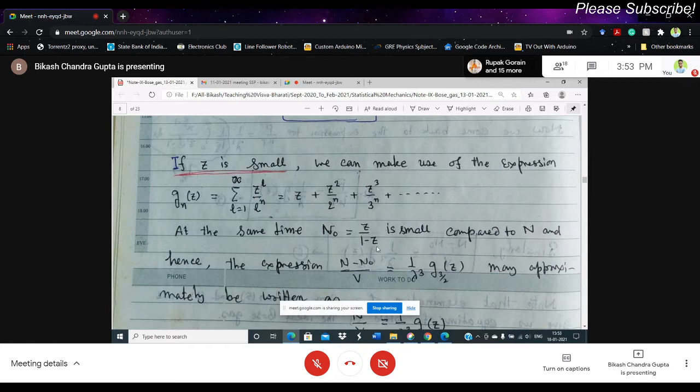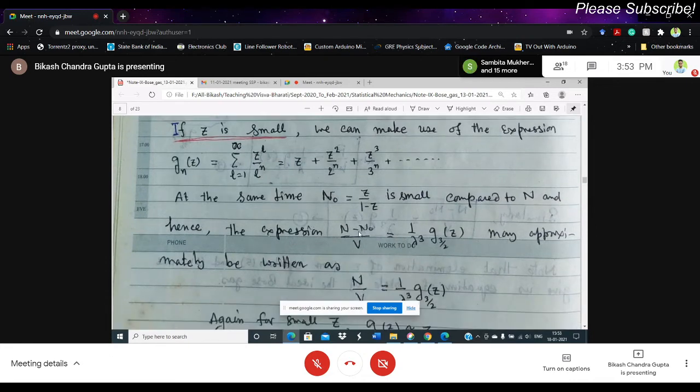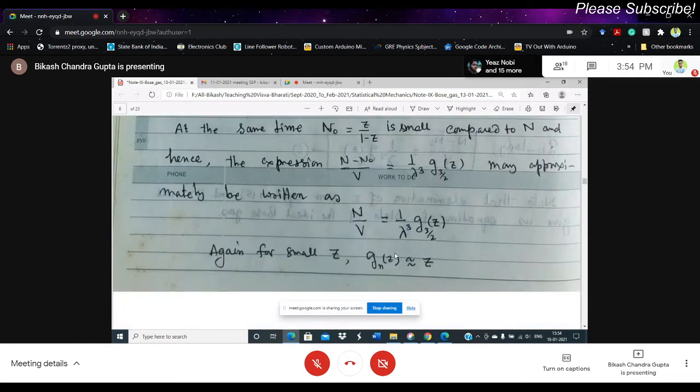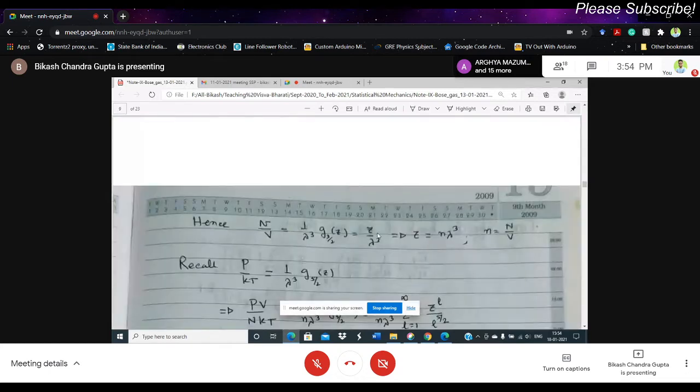Therefore, when z is small, it is pretty small compared to the total number of particles n, and hence the expression (n minus n naught) by V equals 1 by lambda cube g of 3 by 2 z. If z is small, then of course it will give you the first expression, only z. You can neglect all the others because they will be pretty small. Therefore, g of z equals z, and n by V equals z by lambda cube, and therefore z equals n lambda cube.